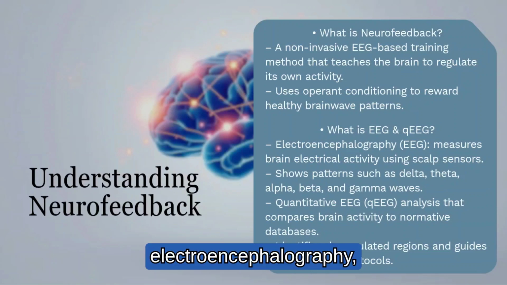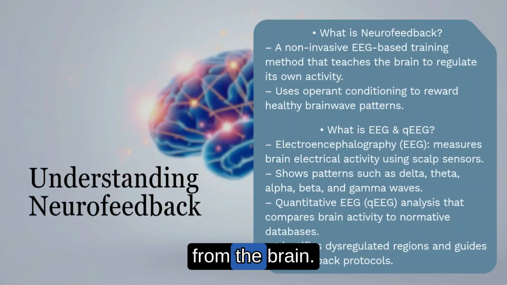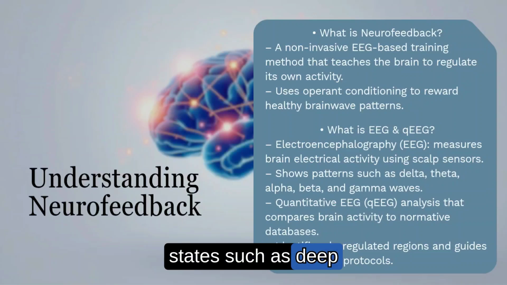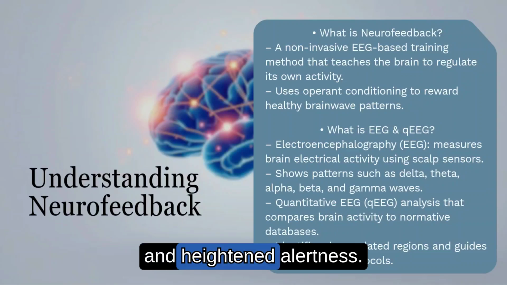Next, EEG, or electroencephalography, is the technique used to measure electrical activity from the brain. Sensors placed on the scalp detect tiny voltage changes caused by neural firing, which appear as brainwaves of different frequencies like delta, theta, alpha, beta, and gamma. These frequencies reflect mental states such as deep rest, creativity, calmness, concentration, and heightened alertness.